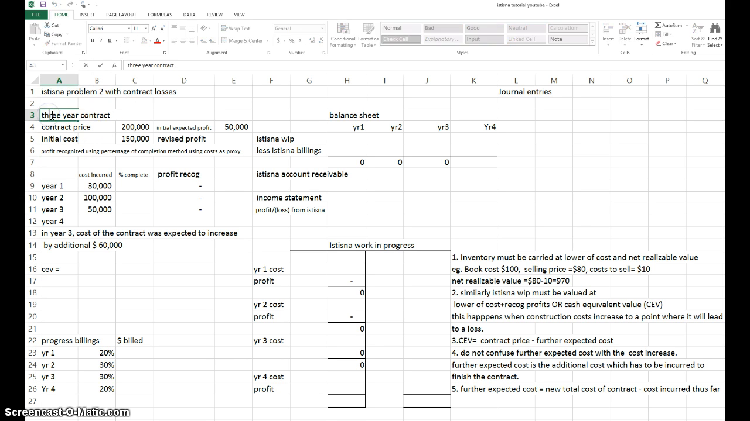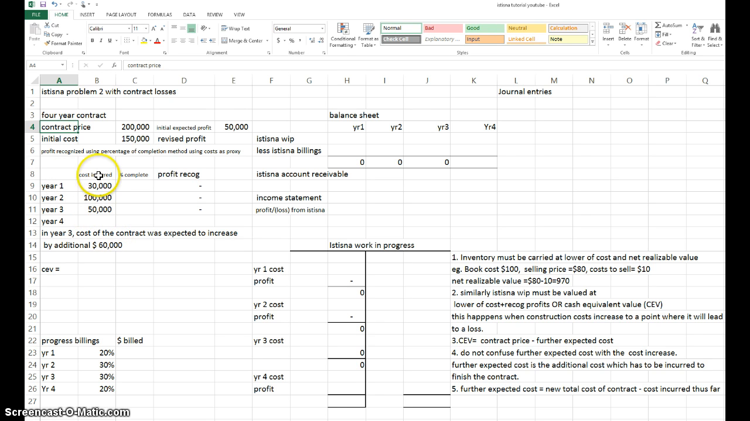It's actually a 4-year istisna contract. The contract price initially is 200,000, but as you know, istisna prices cannot be altered. The initial cost was 150,000, so the expected profit is 200 minus 150, which is 50,000. Now what happened is year 1 we incur a cost of 30,000, year 2 100,000, year 3 50,000. But in year 3, the cost of the contract is expected to increase by an additional 60,000, which I suppose will be incurred in year 4.